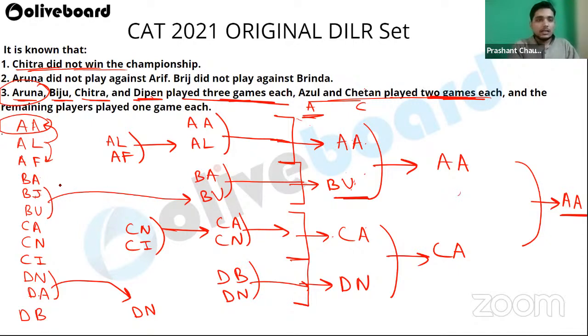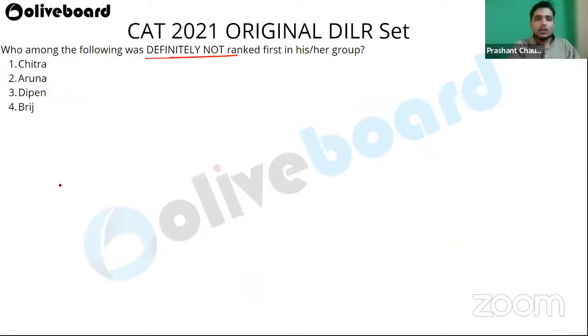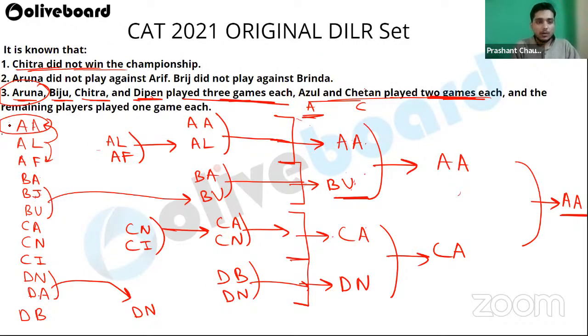Aruna is definitely not. Okay, Aruna is basically first. So Aruna can't be the answer, right? Aruna is first because Aruna is not playing this match.